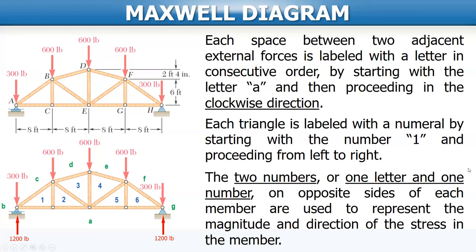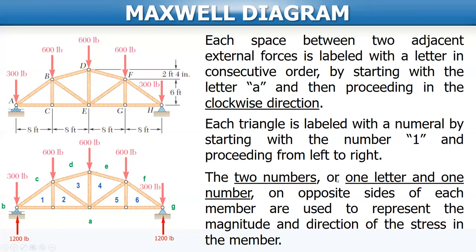That is why there is one letter and one number here, C and 1. C1 or 1C. Bale, ang sa Maxwell is dili ang endpoint sa member nga A ug B, kundili space nga nag-share sa iya. So, for this member, the one outside is C, the one inside is 1. So AB will be read as C1 or 1C. Okay?